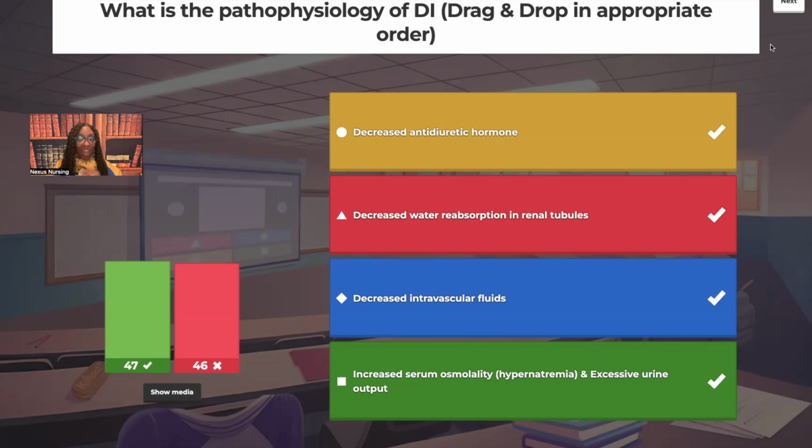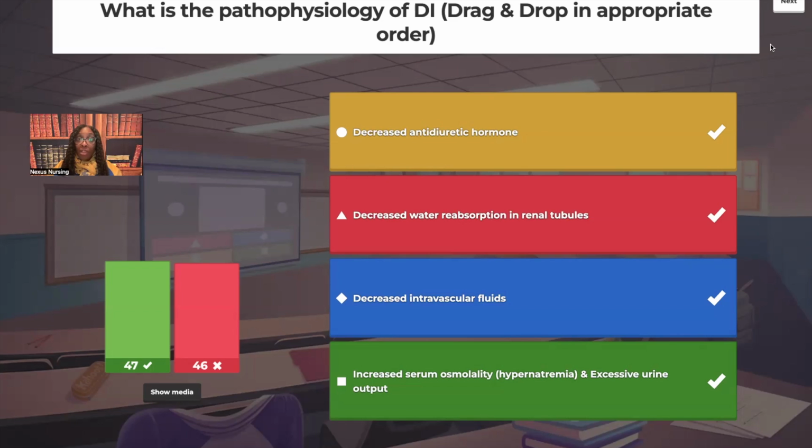Increased serum osmolality, hypernatremia. Let's think about that part, and then we'll get to the second part. Within that vascular space, all the fluid is gone. All that's left are those particulates, such as sodium and chloride. So yes, we're going to see increased osmolality, right?